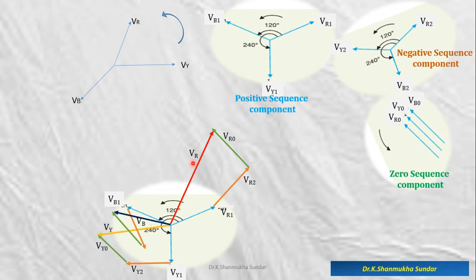Therefore, it can be written that VR is equal to VR1 plus VR2 plus VR0. Similarly, VY is equal to VY1 plus VY2 plus VY0, and VB is equal to VB1 plus VB2 plus VB0. This is how we have obtained the unbalanced phasors from their respective symmetrical components. Thank you.